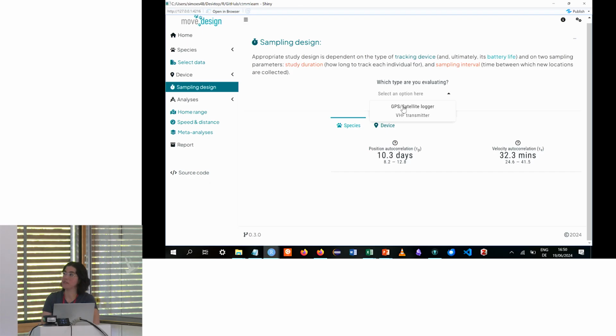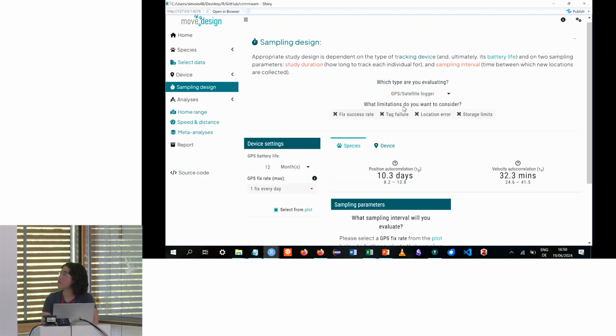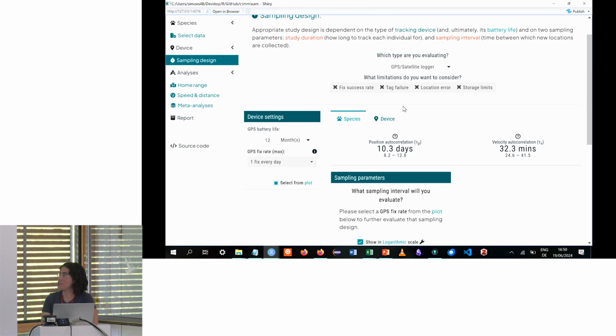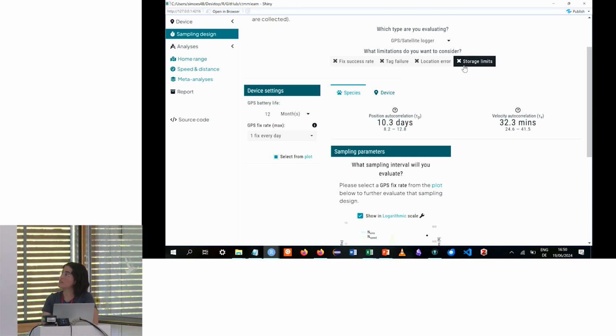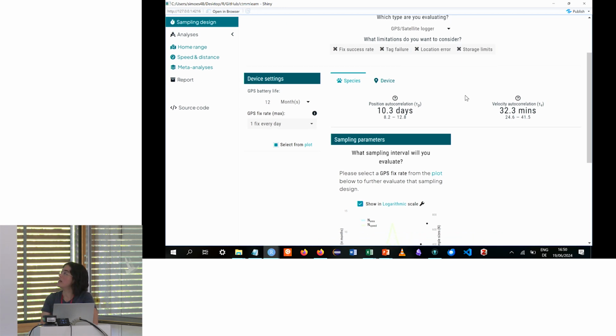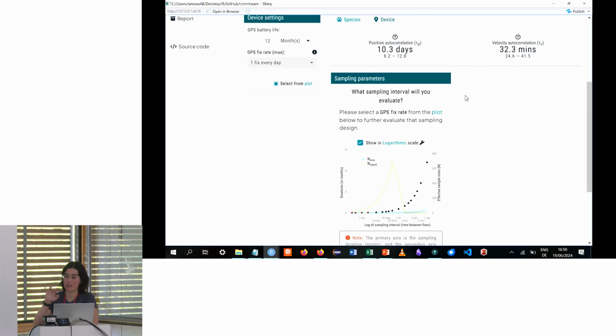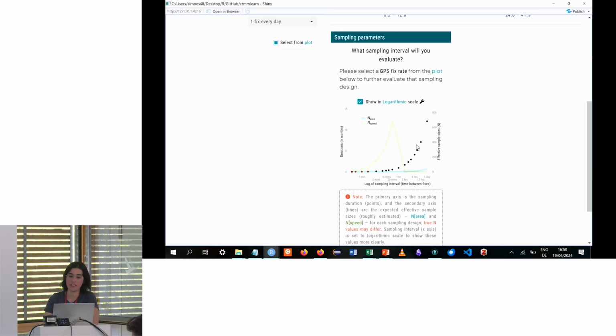So in this case, let's put down that we're evaluating with a GPS or satellite logger. Okay. So here, we can also add some limitations. Maybe there's some location error that we want to account for, potential for tag failure. Maybe there's a particular problem that you might have and want to consider, or the fix success rate that you get. But I'm not going to put any of those in yet. So that's just additional things that you can account for.